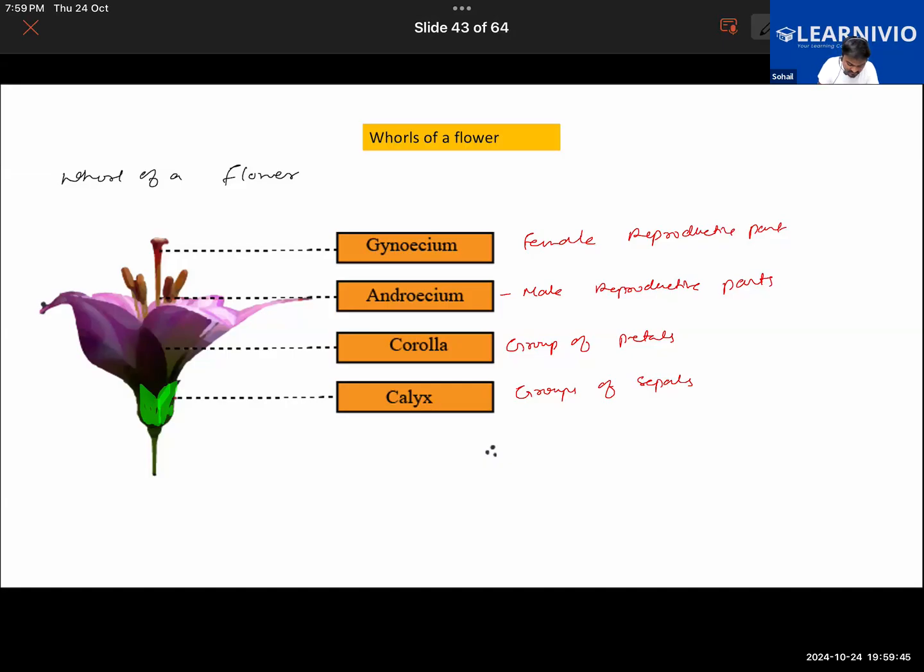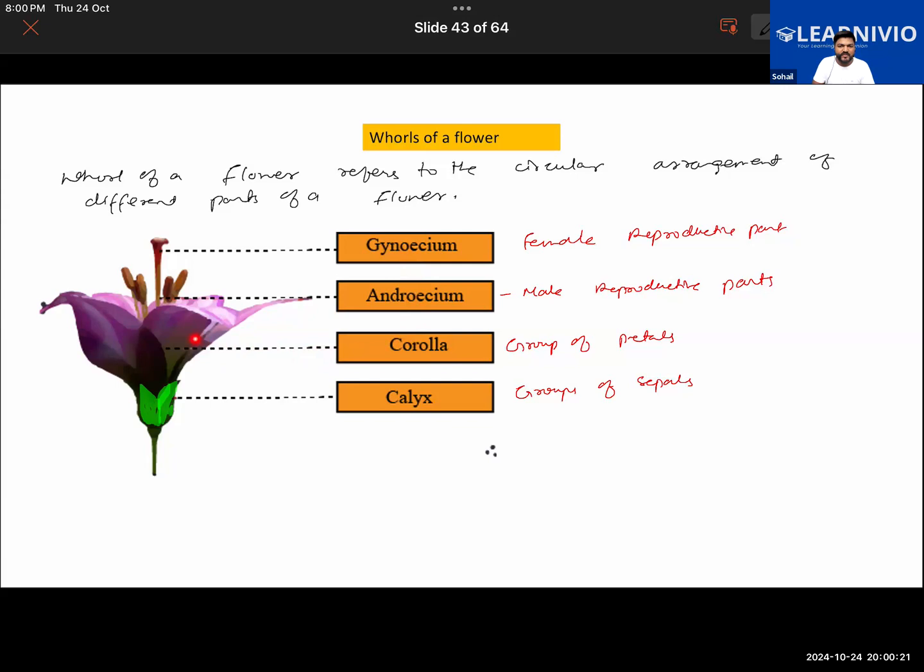So whorl of a flower refers to the circular arrangement of different parts of a flower. Together, the male reproductive part is called the androecium. The female reproductive part is called gynoecium.